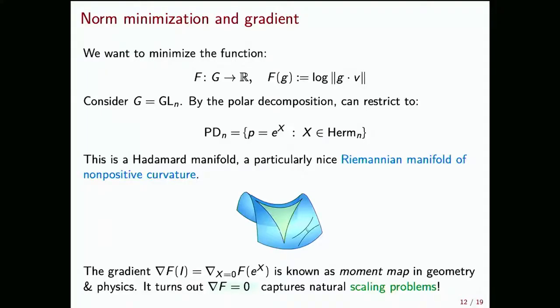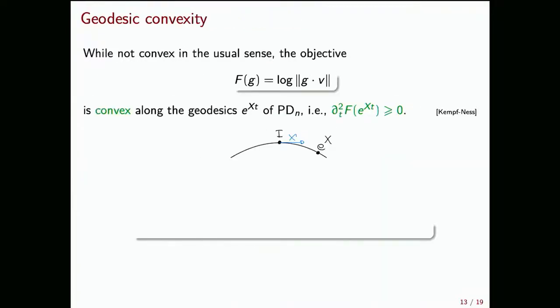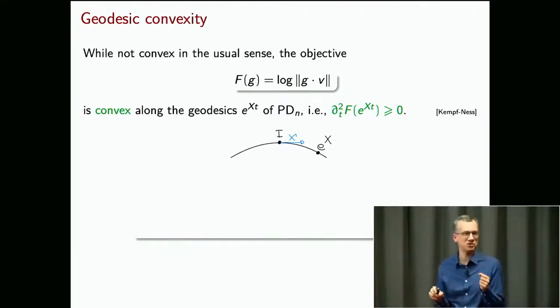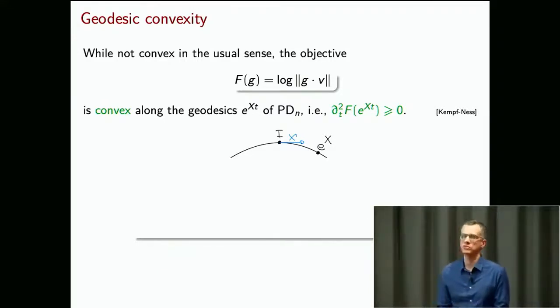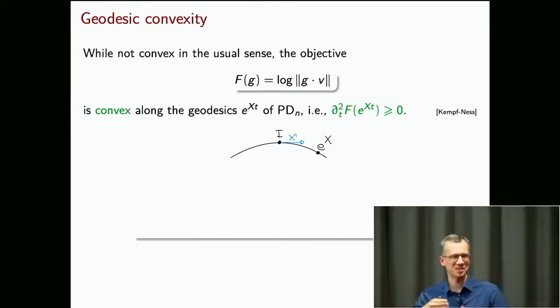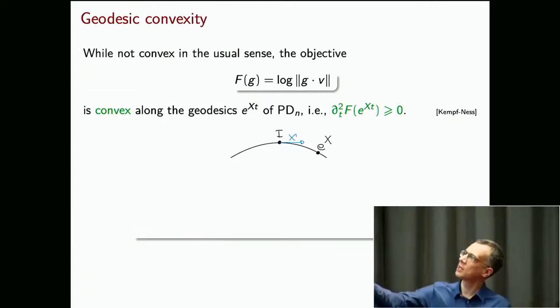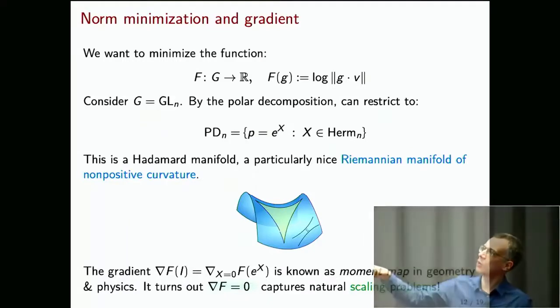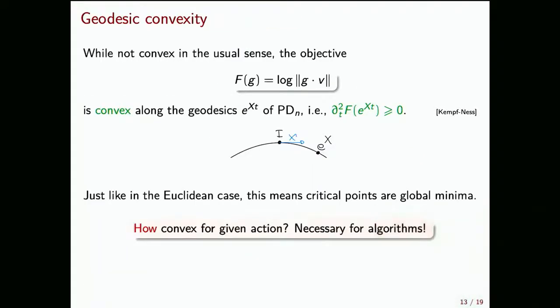But what is the geometry of this log norm function? If you take this geometry seriously, and think of the positive definite matrices as a curved manifold, it turns out that in this case it's not a convex function in the ordinary sense. It's not a convex function of the matrix G, and it's also not convex if you write G as e to the x. But it is convex along curves, along the geodesics, the straight lines in this curved manifold. Whenever you pick a direction inside this space, our function will be convex.